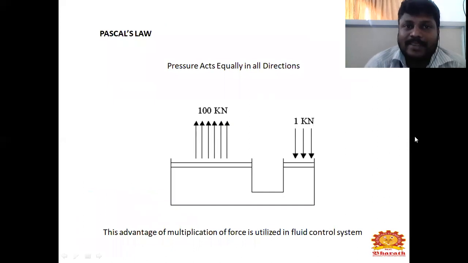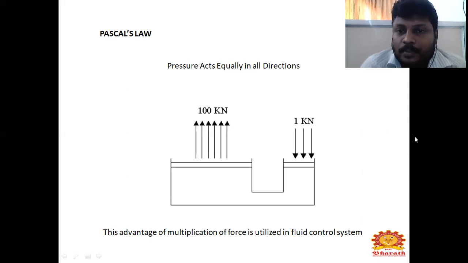First one, Pascal's law. Pascal's law states that the pressure acting on one particular point will be equally transmitted in all directions. For example, if we take two cylinders, one cylinder diameter will be 1 centimeter. Consider this one is 1 centimeter, and another one is 100 centimeter. Now you apply a pressure of 1 kilonewton on the small diameter, 1 centimeter piston.